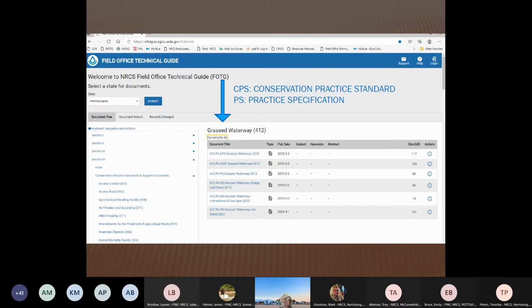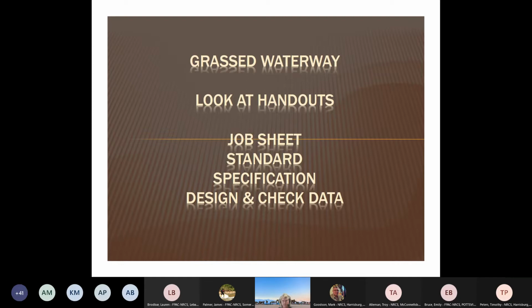CPS stands for Conservation Practice Standard. So that's the basis of the design, what we follow, how we design it. And then the PS is the practice specification. That was kind of hard for me to adjust to because it used to say standard or specification. So CPS and PS are what I would go to first if I was going to go out to a farm and I wasn't familiar with things, so we knew what the landowner wanted to do.